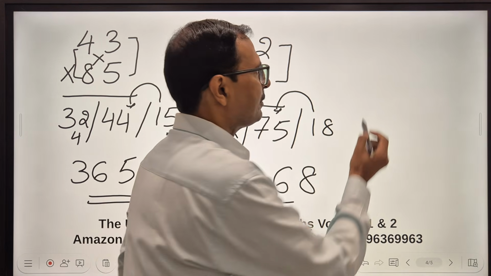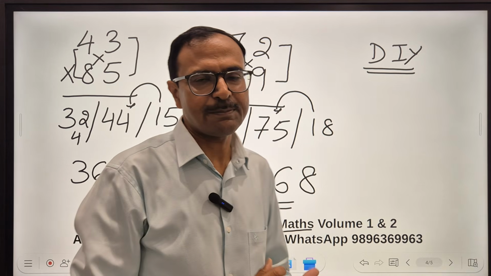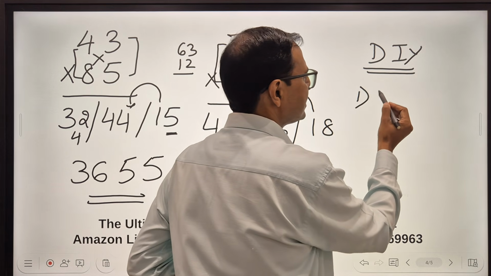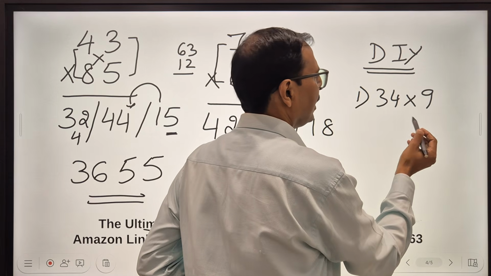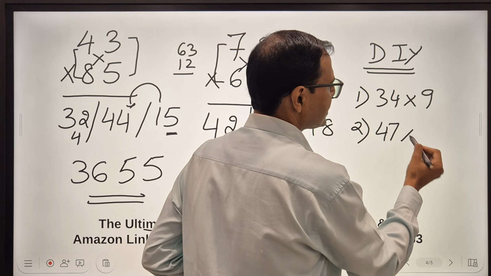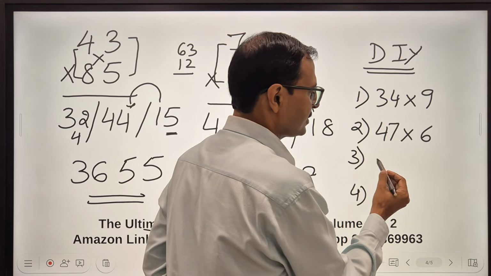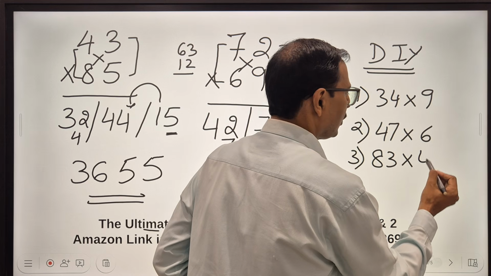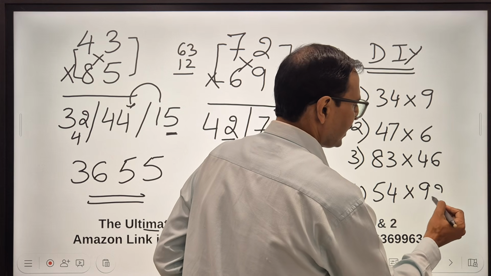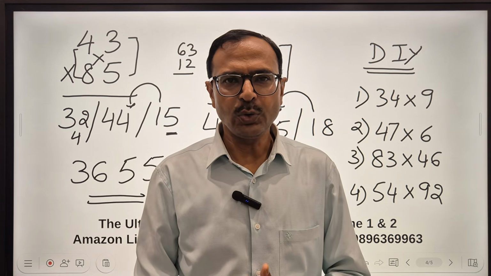No question is difficult, no calculation is difficult if you are smart enough to handle those calculations. So I'll give you some DIY questions. You need to solve this using this IXI, the vertically and crosswise approach of Vedic maths, and tell me in the comments, is it working for you? The first one is 34 times 9. This is a single digit question. Then second is say 47 times 6. Then we have two questions in which there will be double digits in both the numbers. Let's say 83 times 46. And then we have 54 times 92. So these are 4 DIY questions. Please try it, and if you are able to do it, do post a comment.